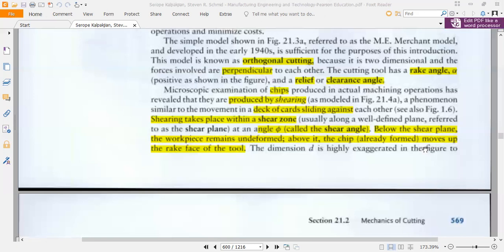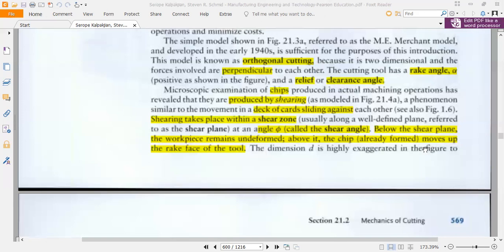Further, the cutting tool has a second angle that is known as the relief or clearance angle. It is given on the flank face of the tool, and it is the angle by which the tool is slightly above the newly machined surface. This relief angle gives the newly machined surface relief from the tool rubbing against the workpiece surface.